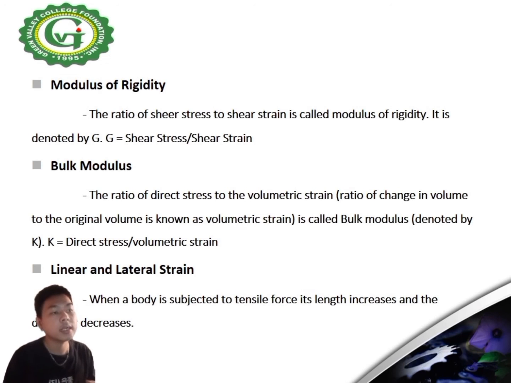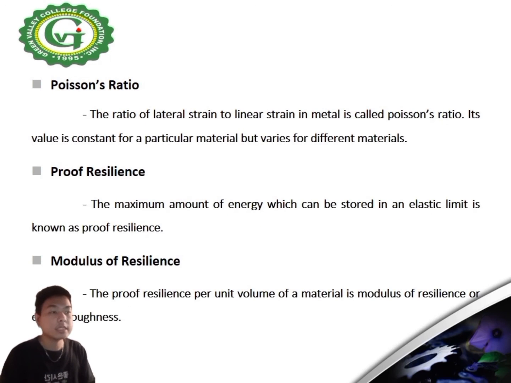Next is linear and lateral strain. When a body is subjected to tensile force, its length increases and the diameter decreases. So when a test specimen of metal is stressed, one deformation is in the direction of force, which is called linear strain. Another deformation is perpendicular to the force, called lateral strain. Next is Poisson's ratio. The ratio of lateral strain to linear strain in metal is called Poisson's ratio. Its value is constant for a particular material but varies for different materials.